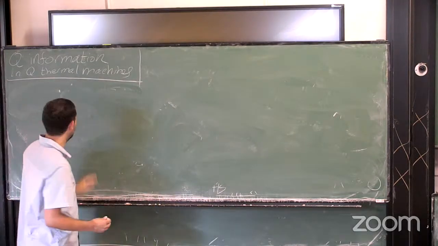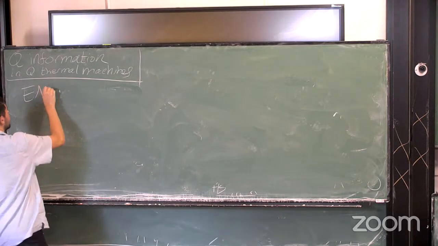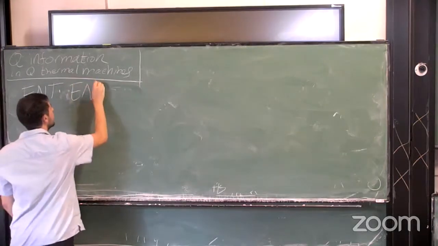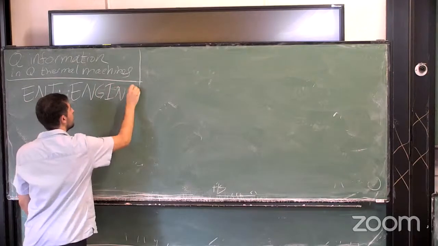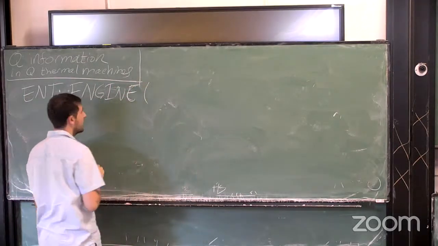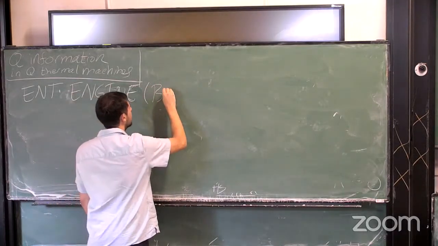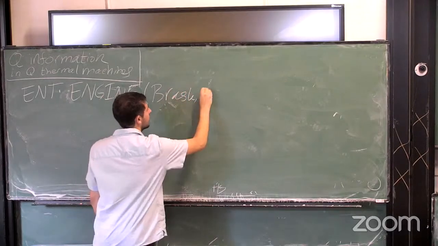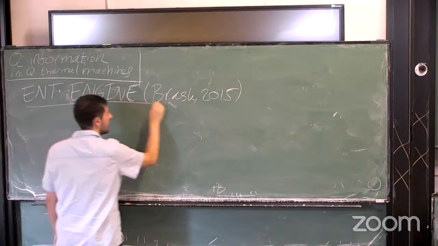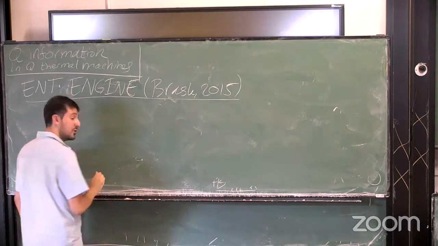And we will see that it is. This is known as an entanglement machine, or engine, entanglement engine. And the first really convincing example, I would say, that we're going to look at here as well, was done by Brask and co-authors in as recent as 2015. This is really the simplest engine you can imagine. It only has 2 qubits.